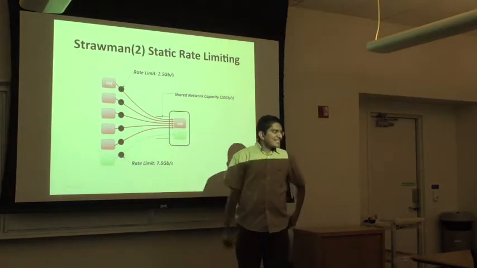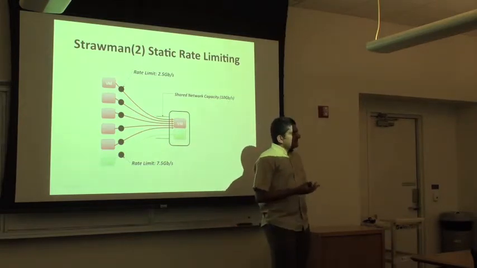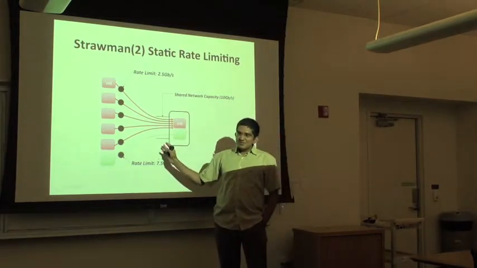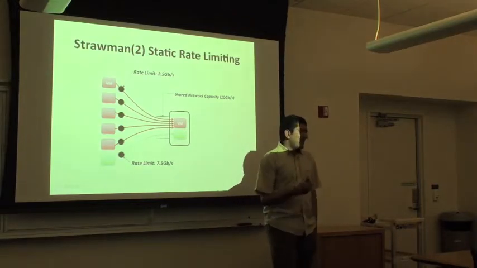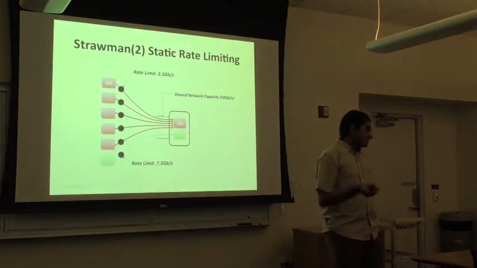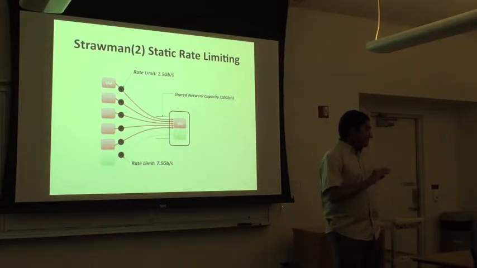And as I showed, static rate limiting doesn't really help. Because if you want to provision your network for the worst case, and let's say you have N VMs just spread around your data center, you need to have N times the capacity given to each VM in order to completely avoid this problem, and N can be arbitrarily large.